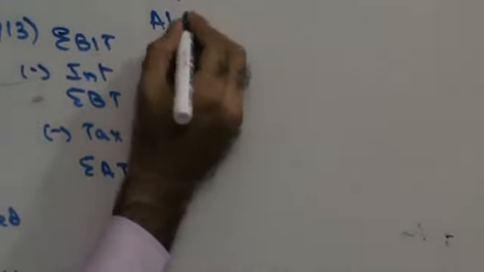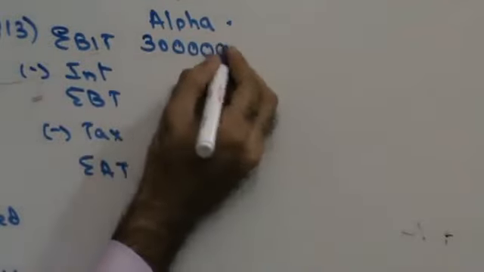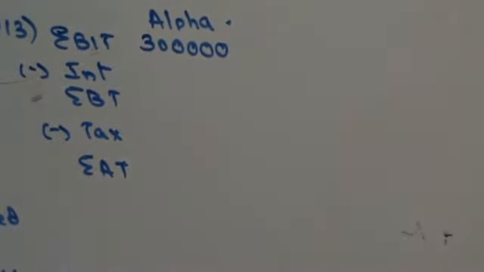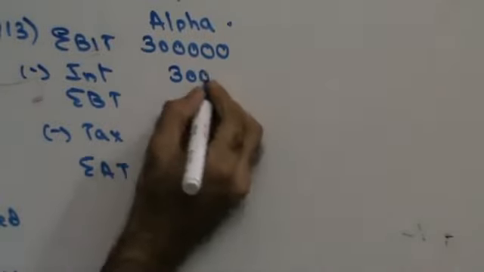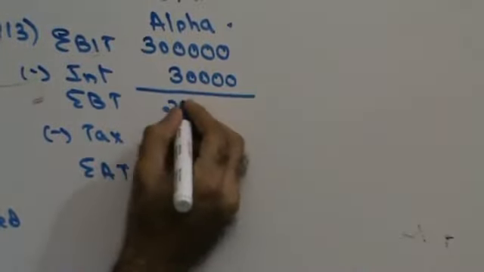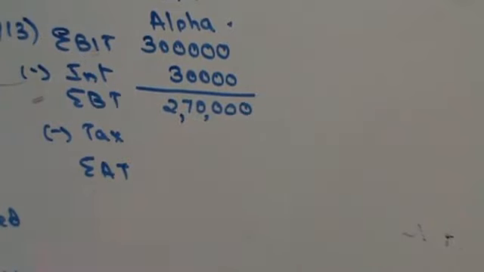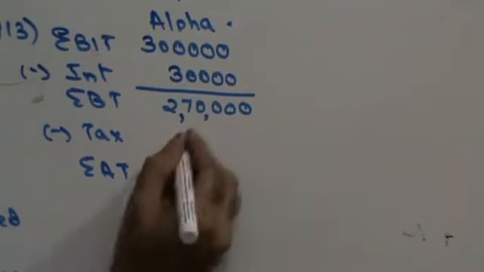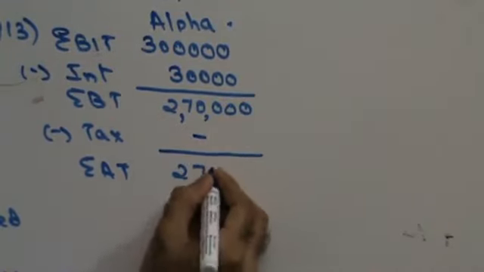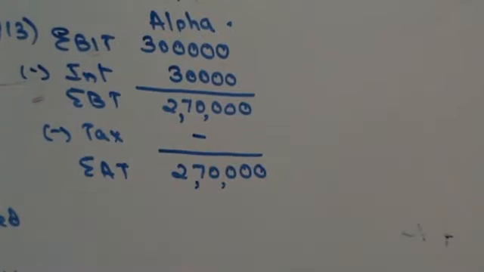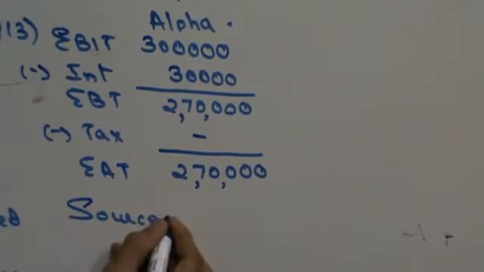I'm going to first do for Alpha. Now, if you see the sum, the EBIT of Alpha is 3 lakhs. Interest is given to you as 30,000. So EBT will be 2,70,000. They have given you right in the beginning of the sum that there is no tax rate. So your EAT will be 2,70,000, right?